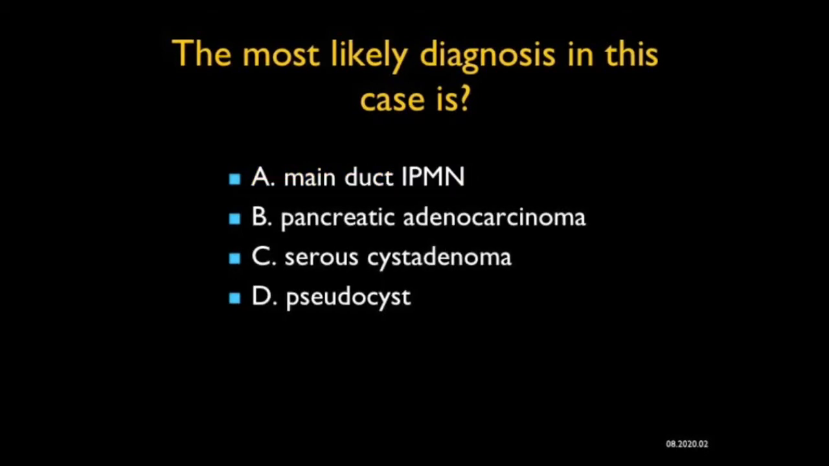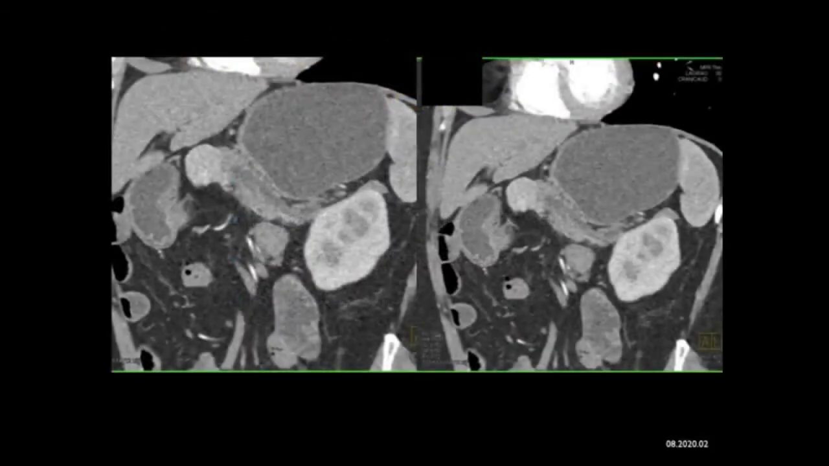In this case, I asked, what's the most likely diagnosis? And there are 4 really good choices. If you look at the case, now what you see is a dilated pancreatic duct and a transition in the junction of body and neck of pancreas. If you look very carefully at these 2 coronal views, you see there's a soft tissue density which abruptly cuts off the patient's pancreatic duct.